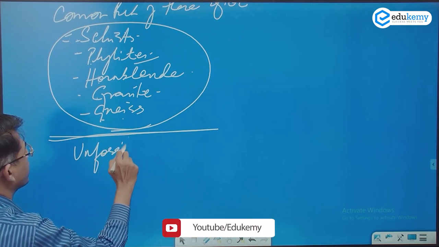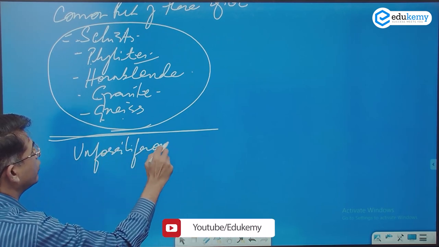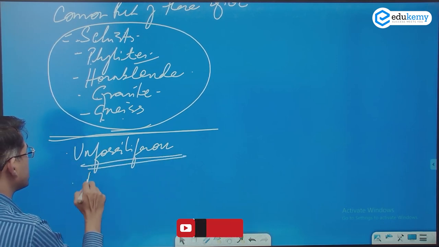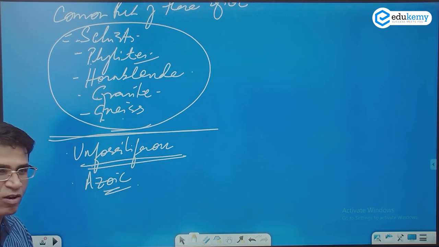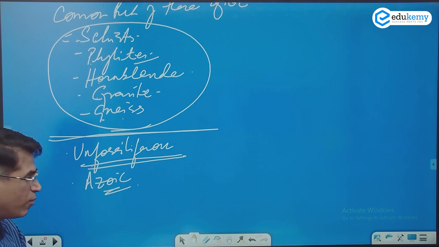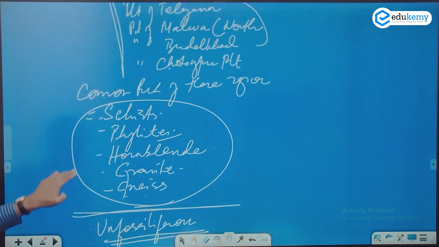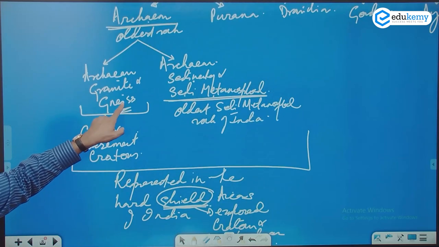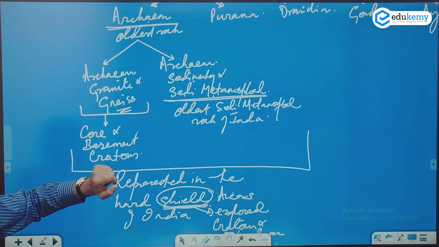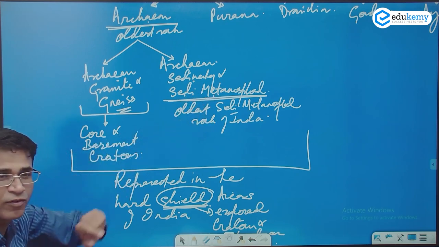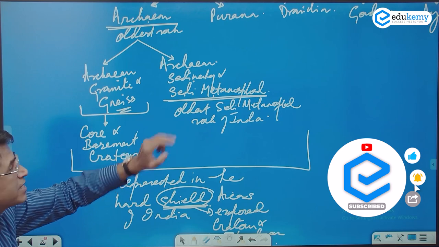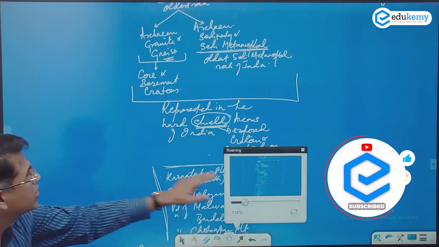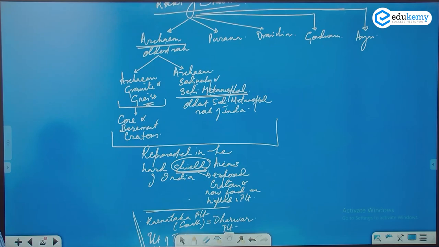And remember, these Archean rocks are unfossiliferous. They will not have fossils. They are azoic. They will not have remains of old life forms. Archean rocks are metamorphosed. What is gneiss? Gneiss is metamorphosed granite. And we also have sedimentary metamorphosed. Schist is sedimentary metamorphosed. Phyllites are sedimentary metamorphosed. So, a short note on Archean rocks of India.